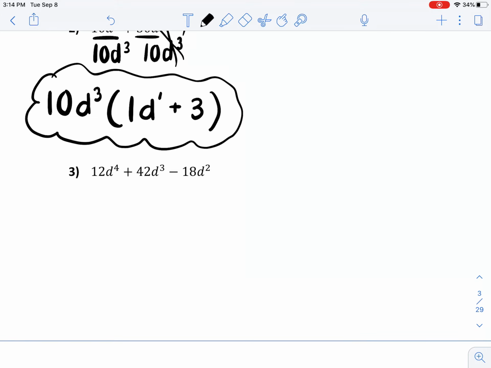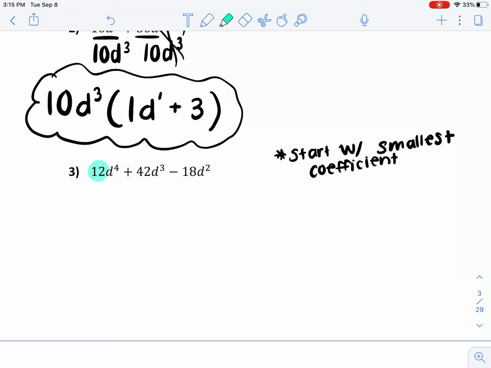Now, number 3, we have 3 different terms here. We need to find the biggest number that goes into all 3 terms. My suggestion for you is to start with the smallest coefficient. Remember, a coefficient is the number attached to a variable. So we're going to start with the smallest coefficient, and we're going to see if that can go into our other coefficients. So my smallest coefficient in this example is 12.